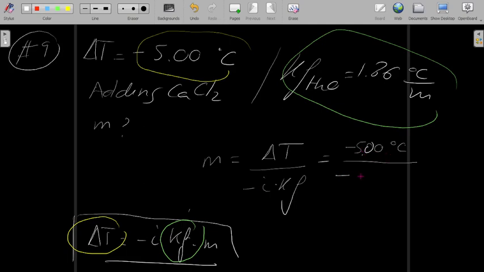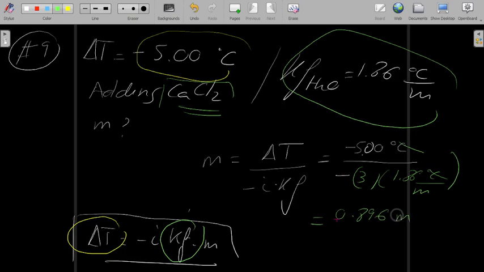The negative is here. What is the I? Oh, we need to find the I. Well, here is my compound. 1 calcium, 2 chlorines. So that's my 3. I is 3. Kf was given to me 1.86 degrees Celsius divided by my molality. Well, this is going to be gone, and you're going to be left with units of molality. Put everything in the calculator, and you find that your molality is 0.896 little lowercase m, which means moles of calcium chloride divided by kilograms of water.